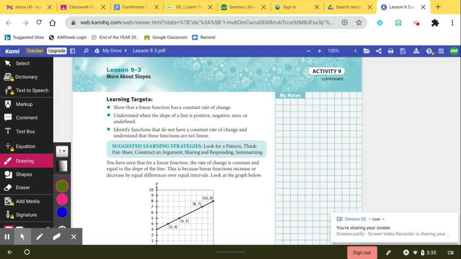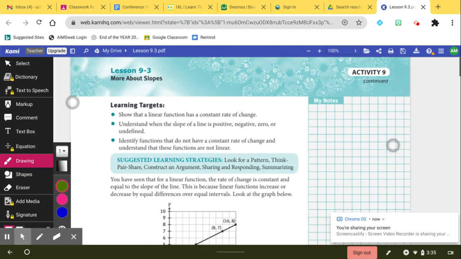All right, so here is 9.3. We're going to do this in Zoom. So if you've done the lesson in Zoom with me, there's no need to watch this video unless you want a reminder. But if you were not in Zoom, then make sure you watch this full thing. It's really more on slope and then realizing that a linear function has a constant rate of change, which means that it forms a straight line when graphed.